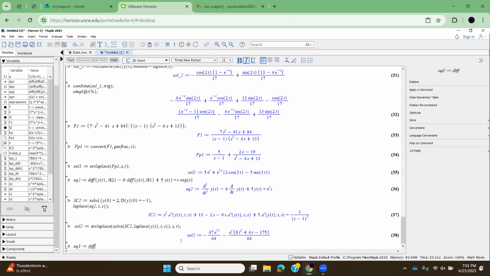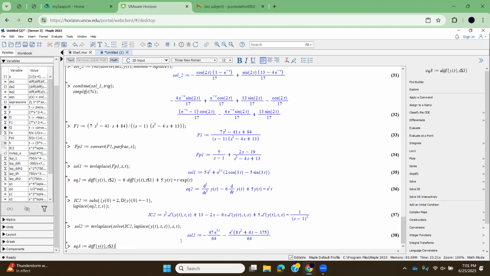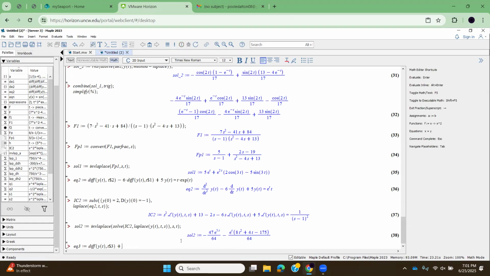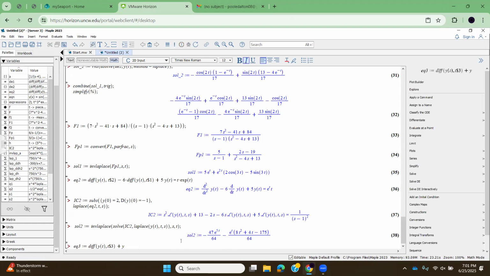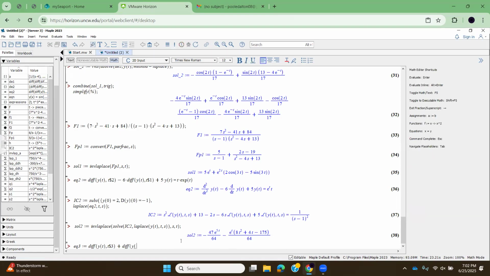Y triple prime plus Y triple prime. Let's do that first. So diff Y of T comma T money sign 3 plus, sorry, diff parentheses Y of T comma T money sign 2.